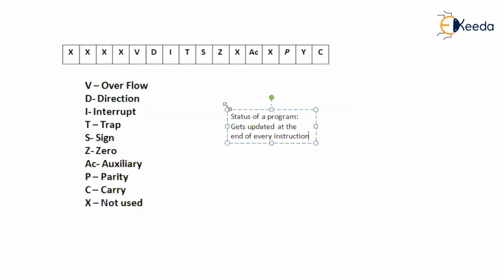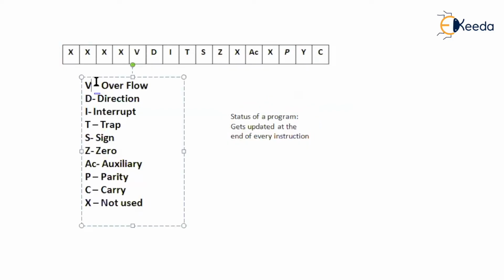Let us stay focused on the remaining bits which hold a flag value. V is going to state the overflow flag. What is overflow? Let us say one instruction is executed. When one instruction gets executed, if the sign of that particular variable gets reversed unnecessarily, then the overflow flag is set to 1. The overflow flag will be equal to 1.